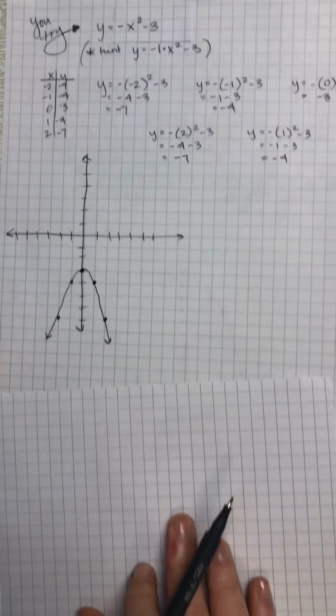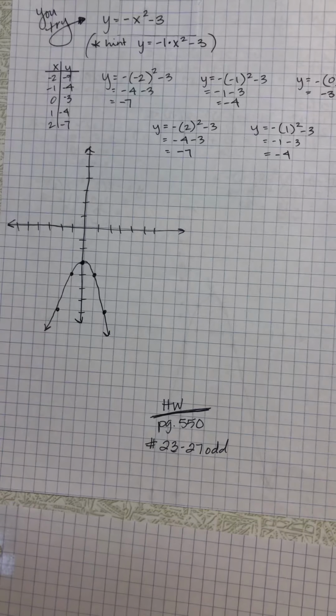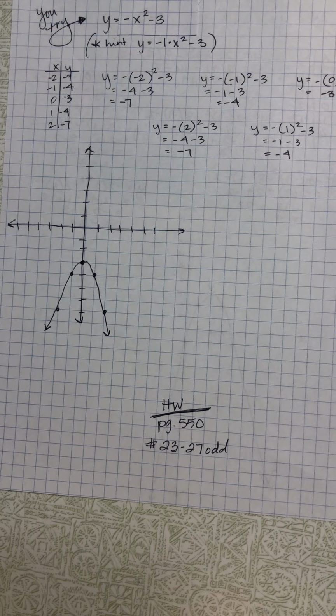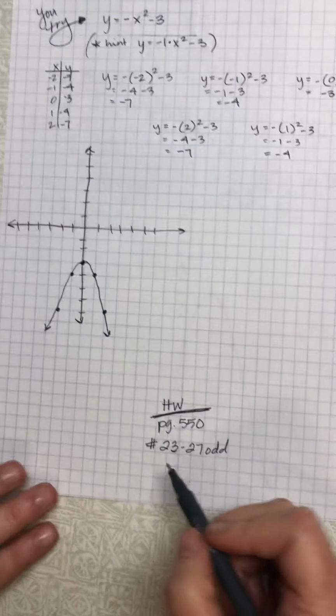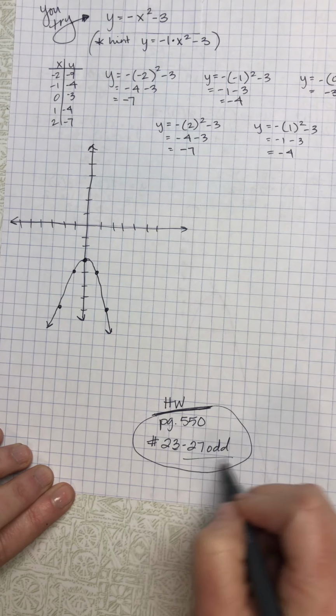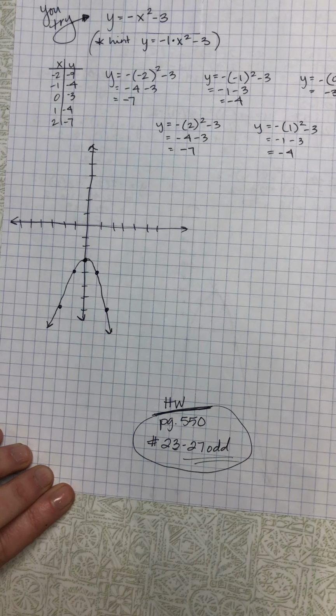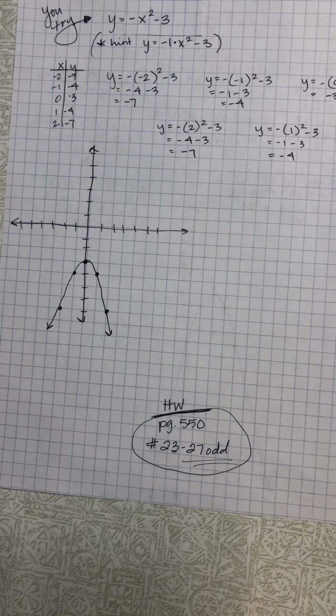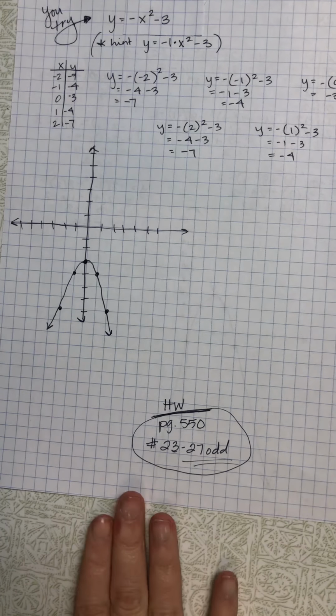On page 550, we're going to be doing numbers 23 through 26 odd. Check your answers in the back of the book. Send me a picture when you finish your notes and your homework. I need 2 separate pieces from you. Make sure that everything is seen. So if you've crammed it all on one page, make sure I can read it. And if you've used 5 different pieces of paper, please make sure I can see all of that.